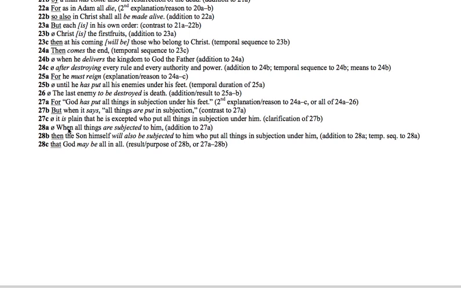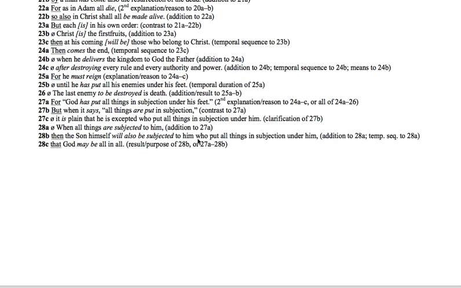here. You may want to see "when" as the conjunction, perhaps as a temporal conjunction, which is possible. I'm saying that there is no conjunction and that it's an additional idea to 27a. Okay, 27b. Then the Son himself will also be subjected to him who put all things in subjection under him. Okay, notice the word "then." I'm saying that this could be addition, or it could be applying a temporal sequence from 28a.